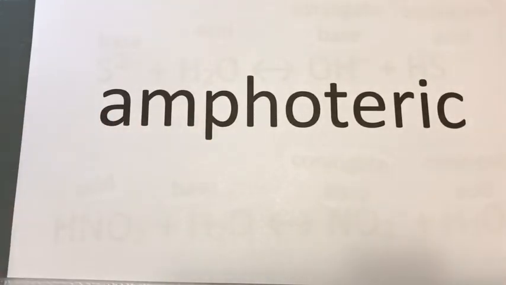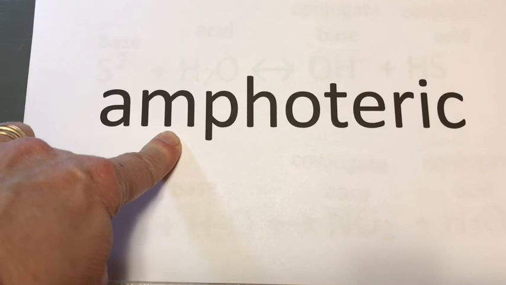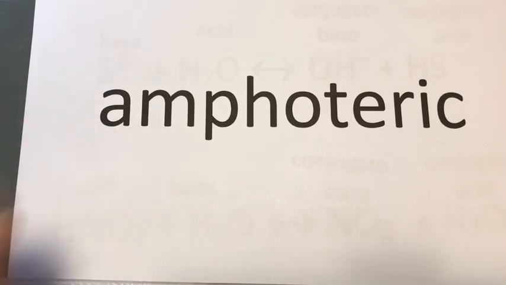An amphoteric, remember ampho, like amphibians, means both. Amphibians can live both on land and in water. They have both lives. Ampho means both. So amphoteric molecules are ones that can be both an acid or a base, depending on the reaction.